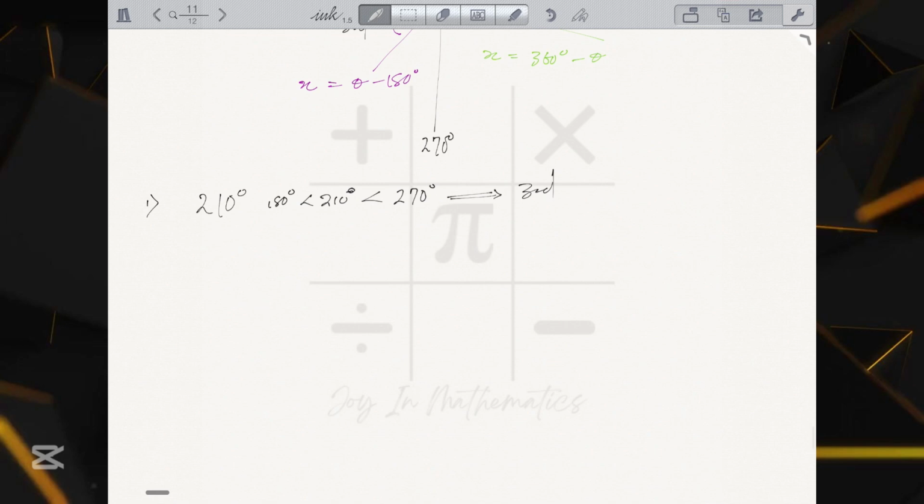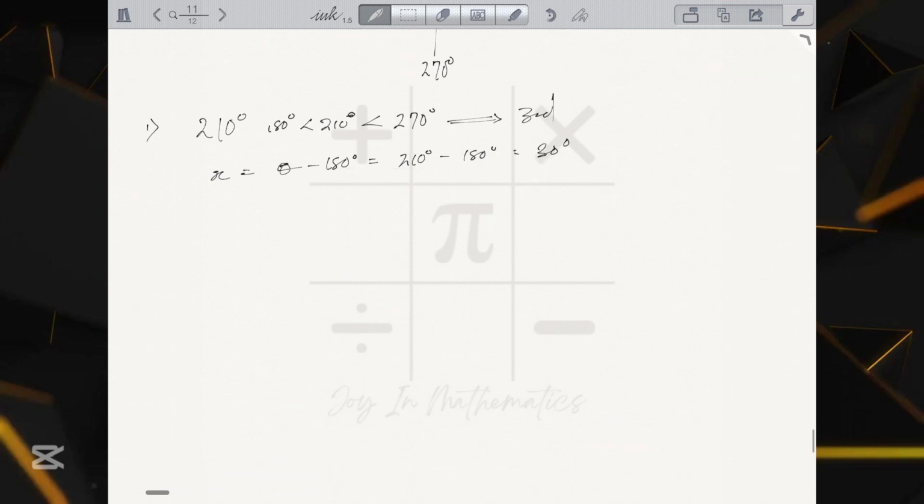Now we can easily just say that this is the relative angle formula for the third quadrant, so the relative acute angle x will be equal to theta minus 180 degrees. So this will give us 210 minus 180 degrees, which is equivalent to 30 degrees. But then how do we get there? Let's use a diagram to depict this.